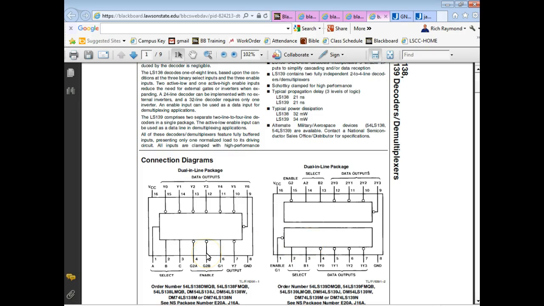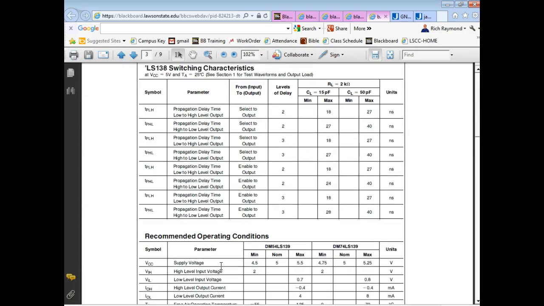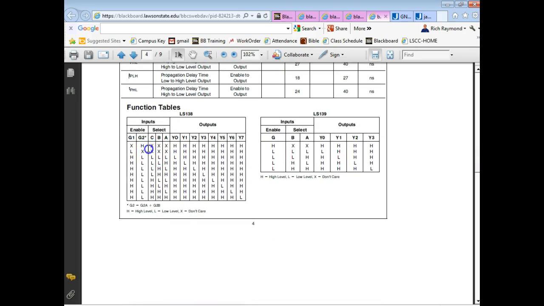Sometimes we don't. So if I want to use this without using this feature, I need to tie these 2 pins low, and I need to tie this pin high. So that's what this says right here. We pick up a new term in our data sheet: these X's. These X's mean don't care. So if you see an X in a data sheet, it means you don't care. When this thing is enabled, you don't care what the ABC inputs are, because the chip doesn't even look at them since it's disabled.